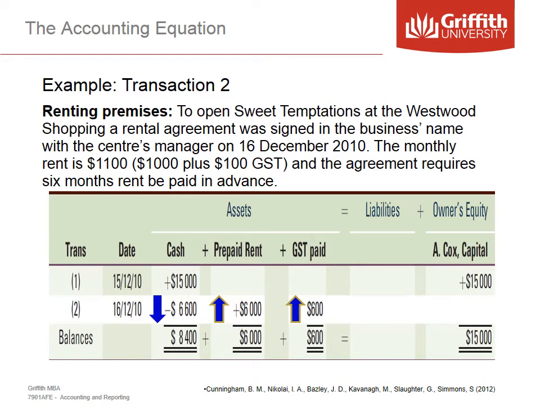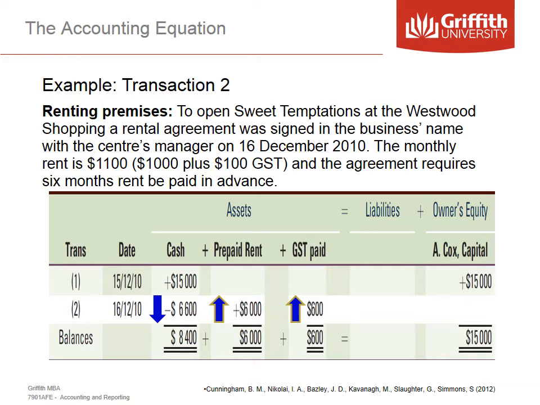Here's another transaction which is typical of a startup business. In this case, Sweet Temptations is organising the premises from which they're going to operate. Now, the information we're given tells us that she has to pay 6 months of rent in advance, and so that would total $6,600 based on the information above. In the Australian environment, that $6,600 comprises two elements, one of which is a prepayment of rent, and the other is the GST that Anna is required to pay.